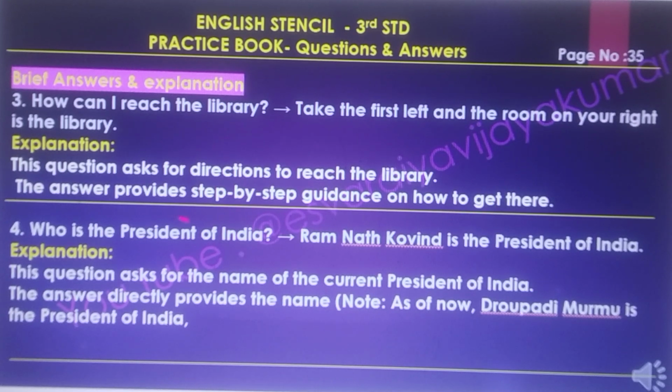Fourth one, who is the President of India? Ramnath Kovind is the President of India. Explanation. These questions ask for the name of the current President of India. The answer is directly provided in the same note. As of now, Draupadi Murmu is the President of India.